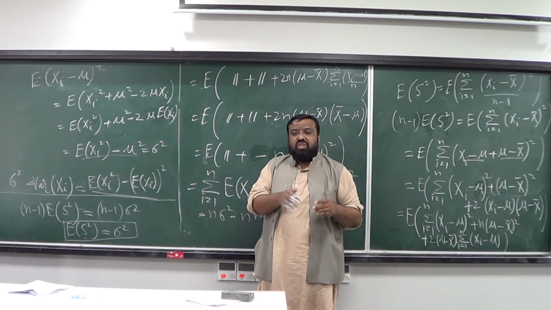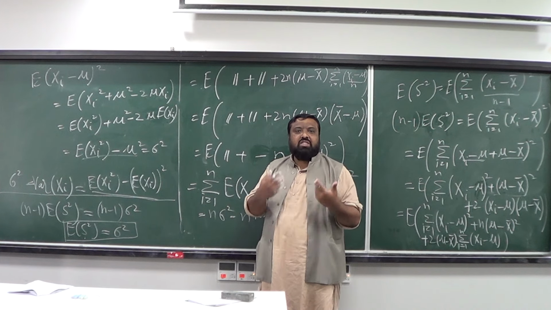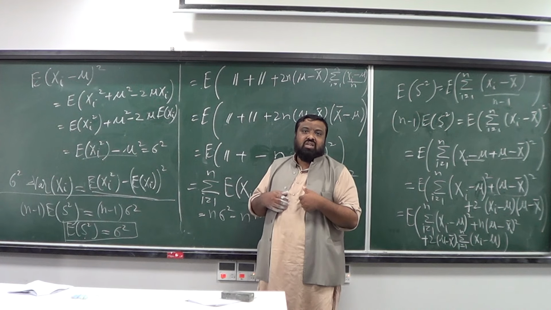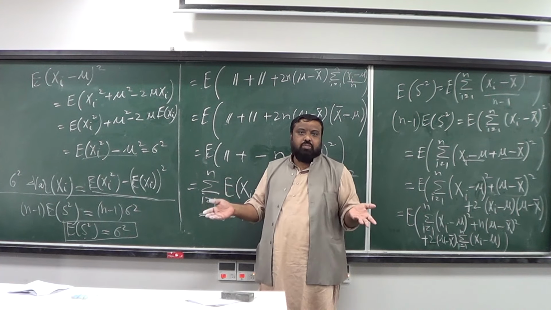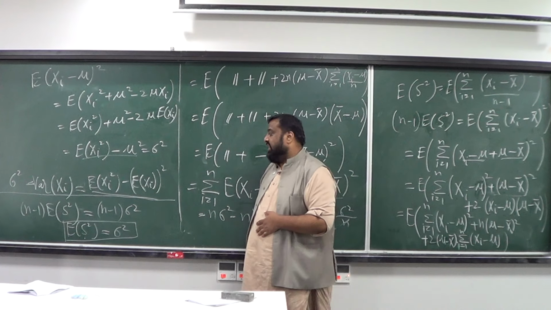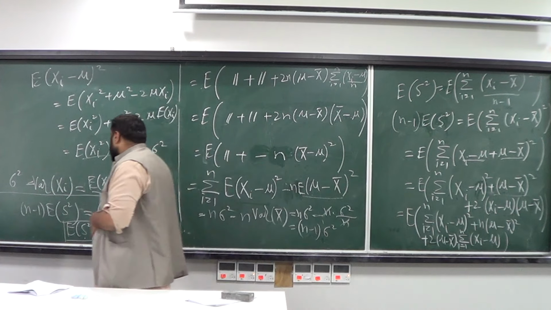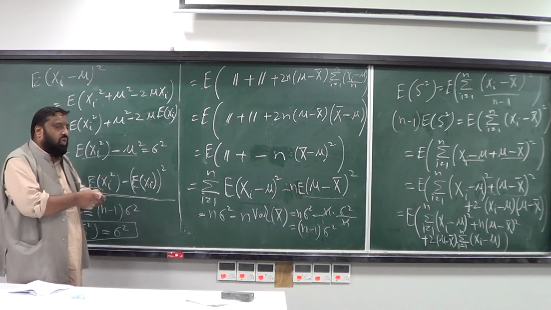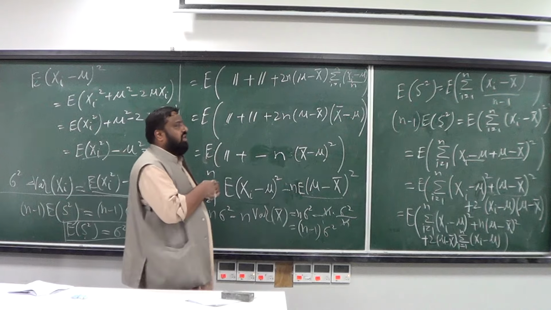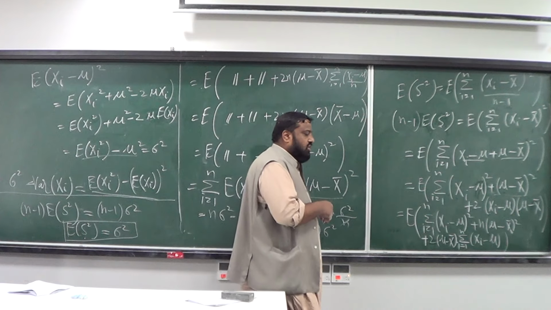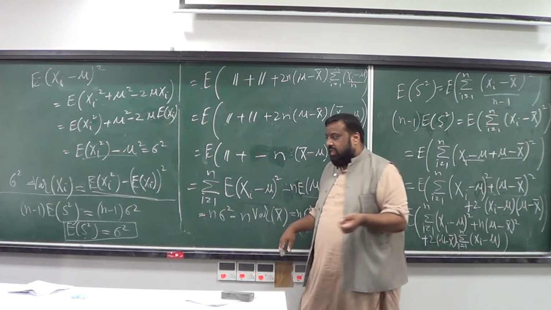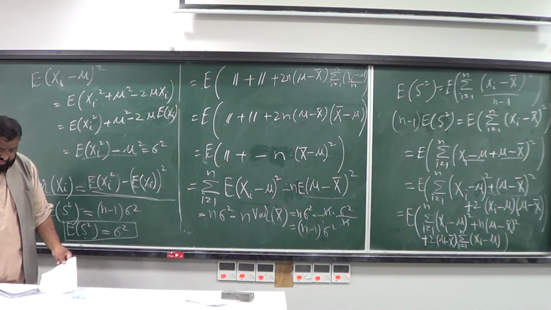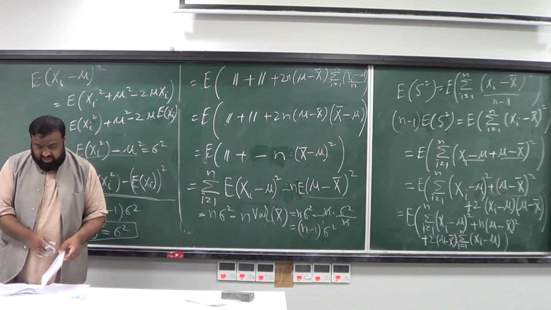So the expectation of the sample variance is going to be equal to the variance of all data points, which is sigma square. On average, this sample variance will not change its value, and it will be equal to the variance of each data point. So this is an interesting fact, which has very interesting consequences.